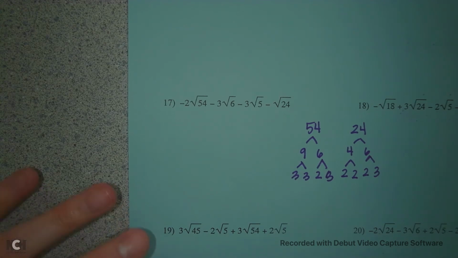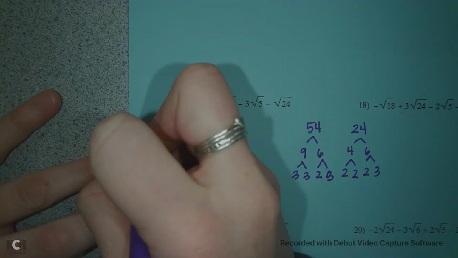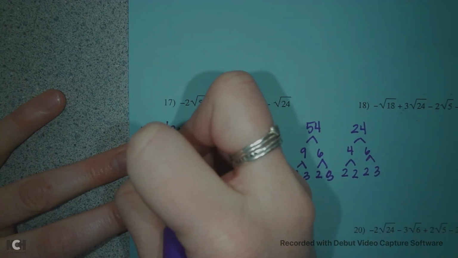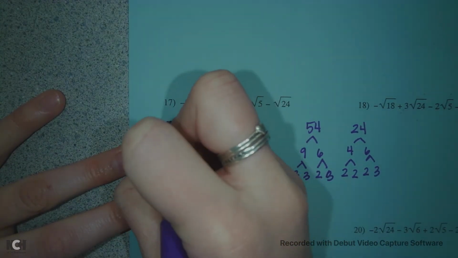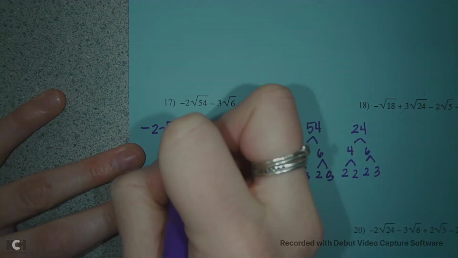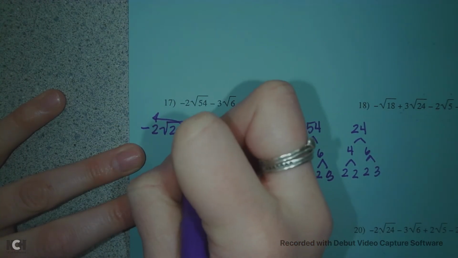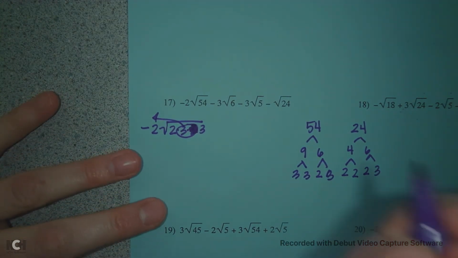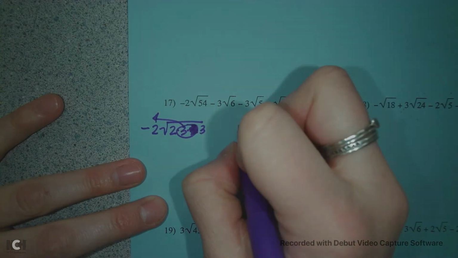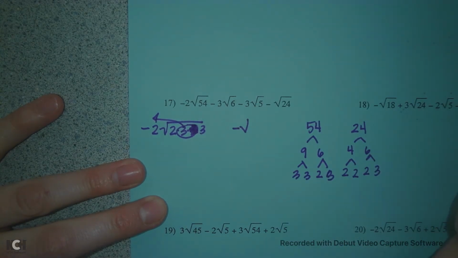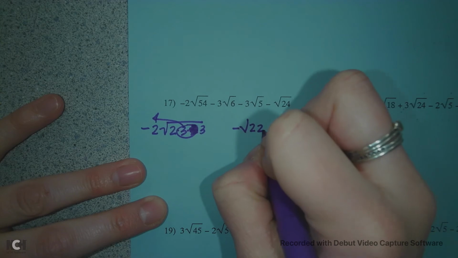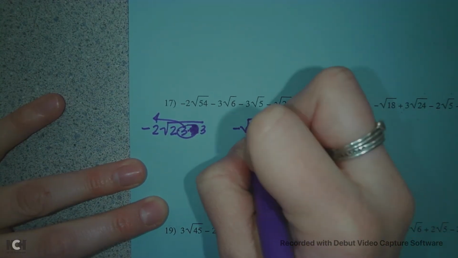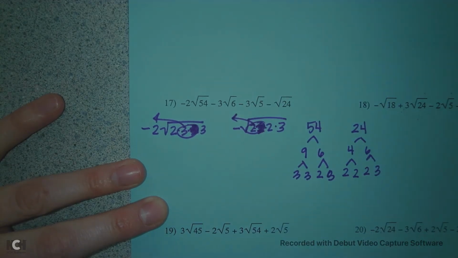Okay, so 54, let's start with that one. So we have negative 2 root, and then I'm going to put all my leaves in order from least to greatest: 2, and then I have 3 3's. So I can take out a pair, and one goes away. So one 3 goes out, and the other 3 goes away. And then my root 6 and my root 5 aren't going to do anything, but this cute little negative root 24 is going to simplify. I have 2, 2, 3, with the 2's getting multiplied, and a 3. So I have a pair of 2's, one goes out and the other goes away.